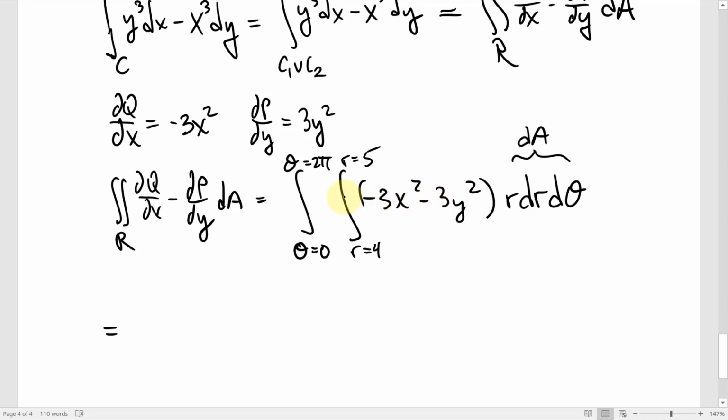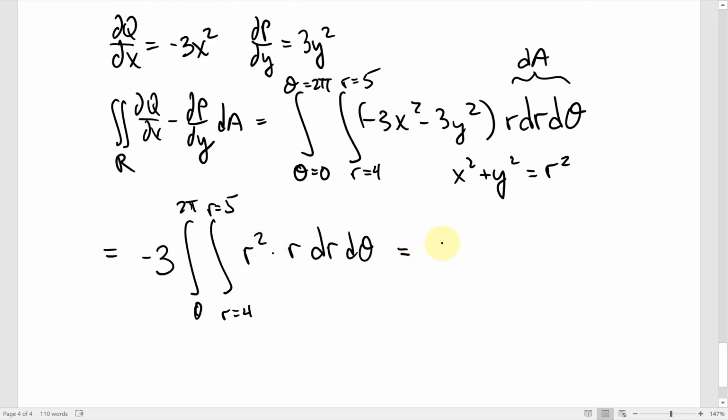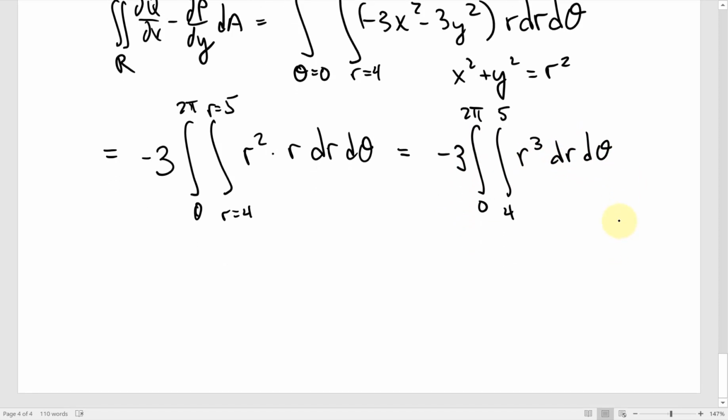So let's factor out the negative 3. It's constant in all the integration. If I factor out the negative 3, I've got x squared plus y squared, and that x squared plus y squared is equal to r squared in the conversion to polar coordinates. So now we have negative 3 r cubed dr d theta, and the rest of this is pretty easy now.